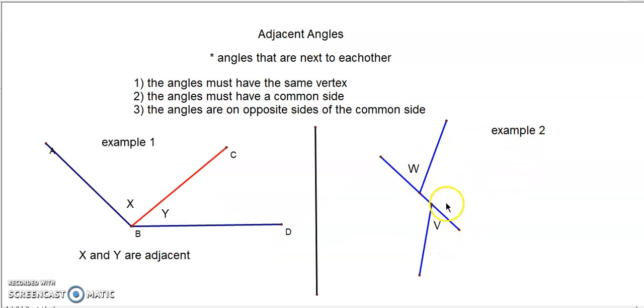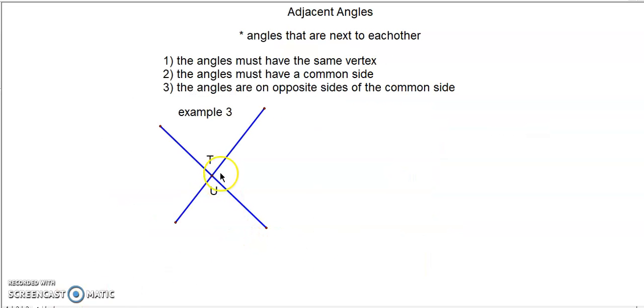So let's look at example 2 here. Are angles W and V adjacent? Well, let's look at the three criteria. The angles must have the same vertex. Well, the vertex for angle W is this point right here. And the vertex for angle V is this point right here. So they don't have the same vertex. For angle V, it's here, and for angle W, it's here. So already we say they're not adjacent because the first one is not met, so we don't even have to check the other two. These are not adjacent.